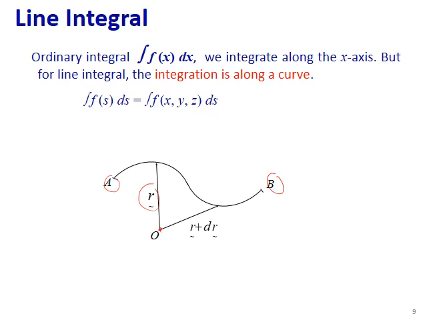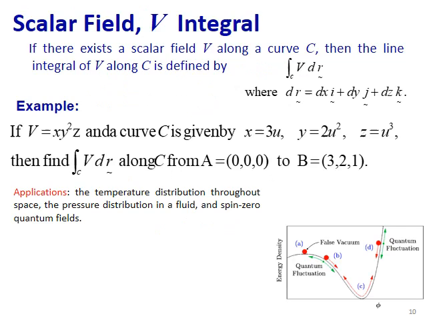What if a small change occurs, dr added? Okay, r plus dr. You see, these are changed. They don't have the same length. So how can I find it? Have a look how to find it. We have two ways to find it. One of them is called scalar field, and the second one vector field, line integral.